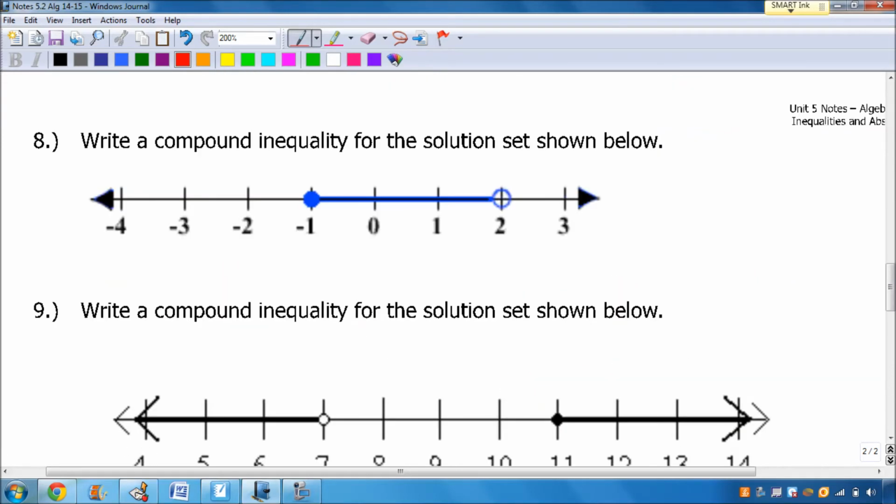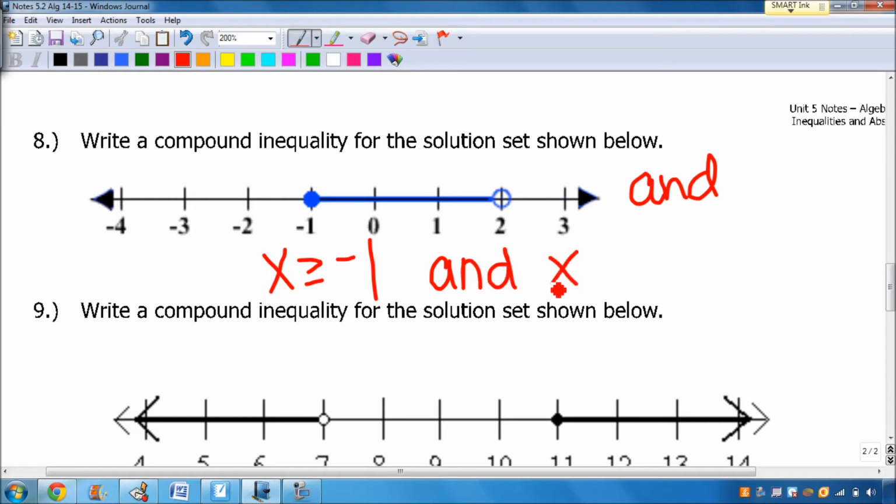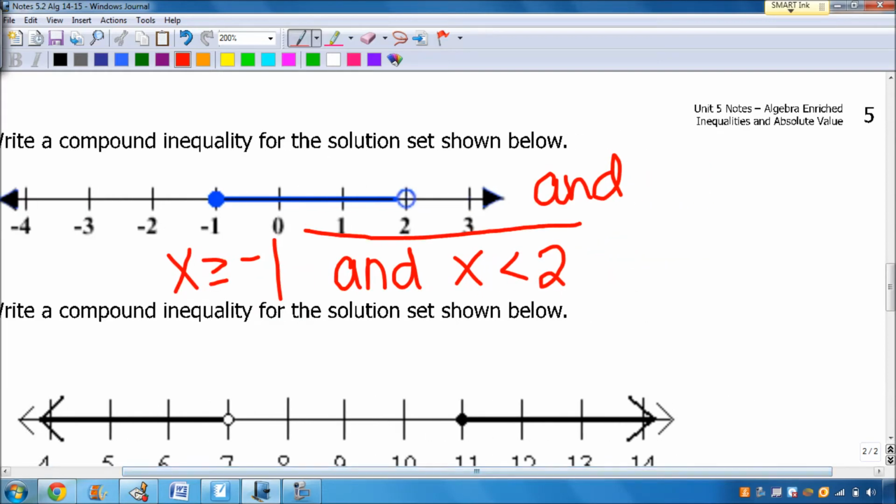Write a compound inequality for the solution set shown below. Now, since it's going from one section to another section, and it's only one spot that is shaded in, it appears to me that this is going to be an "and" problem, okay? So this one means that x has to be greater than or equal to -1, because it's going to the right of -1, okay? And x has to be smaller than 2, because it's going to the left of the 2, okay?